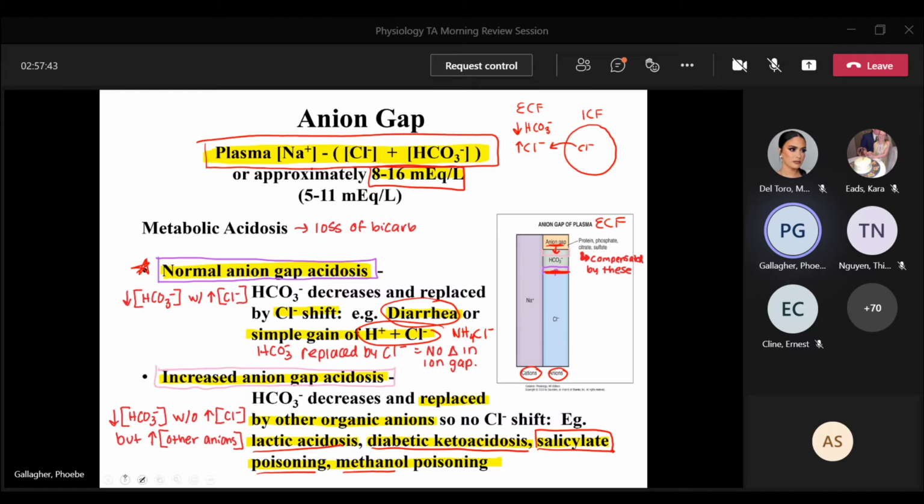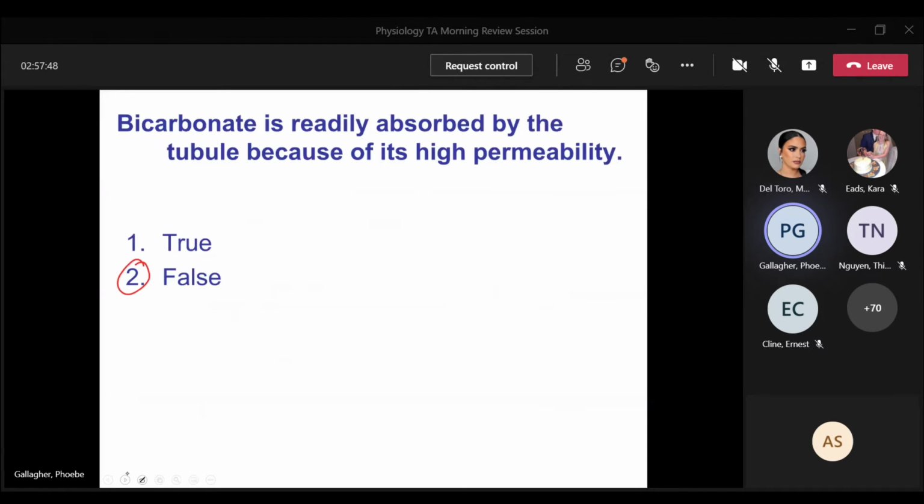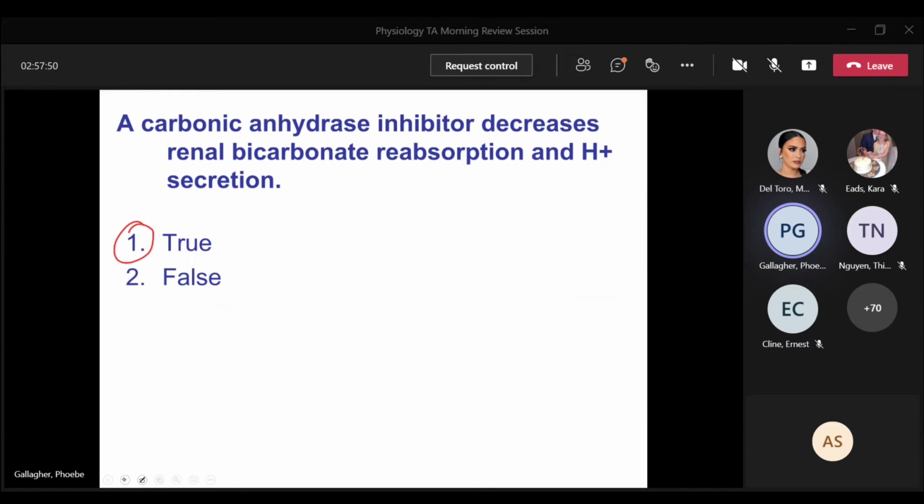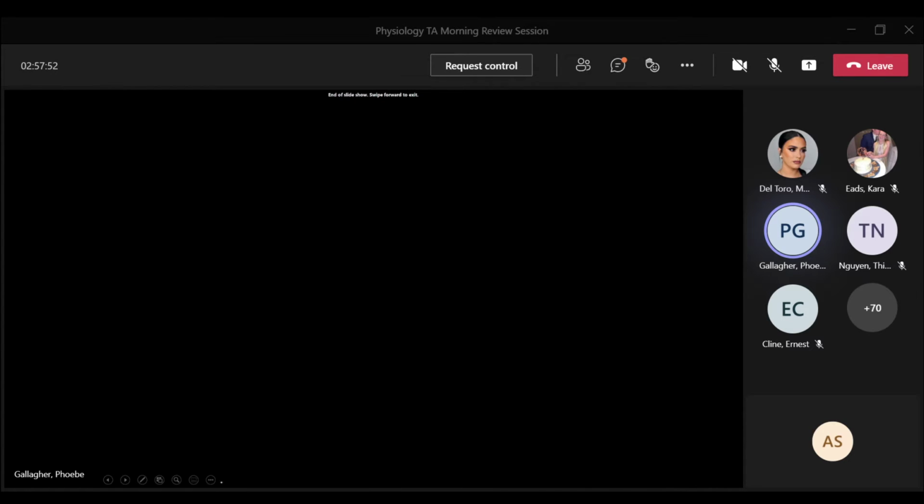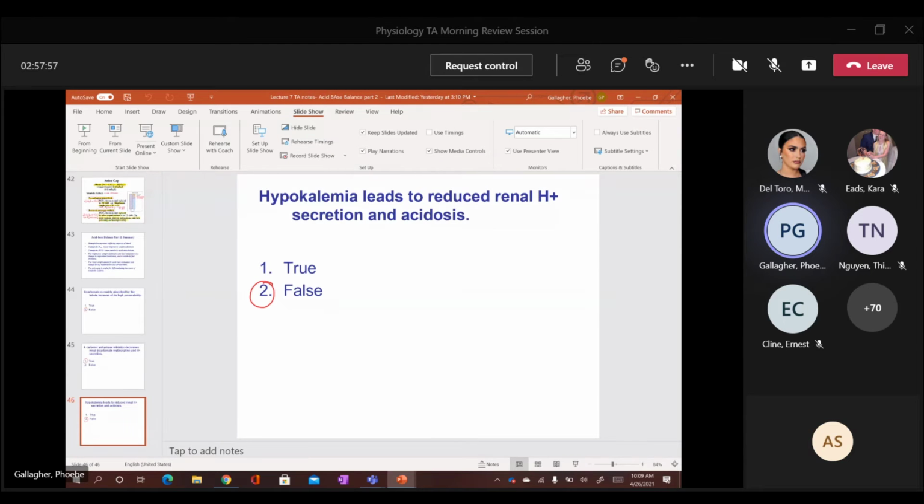Okay, so I guess that's it for acid base. And these are the answers to these, in case you guys didn't get them. I don't know if he shared those with you. Okay, any questions before I move on to GI?